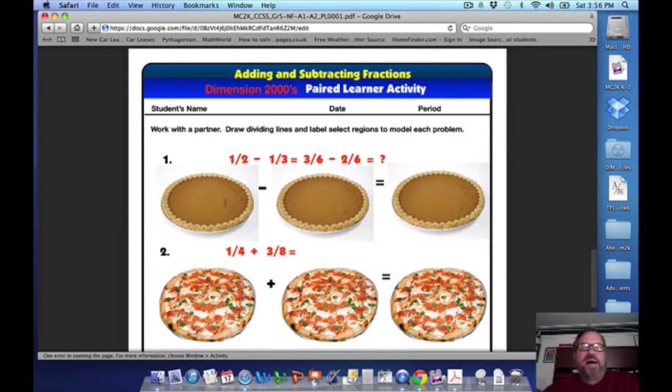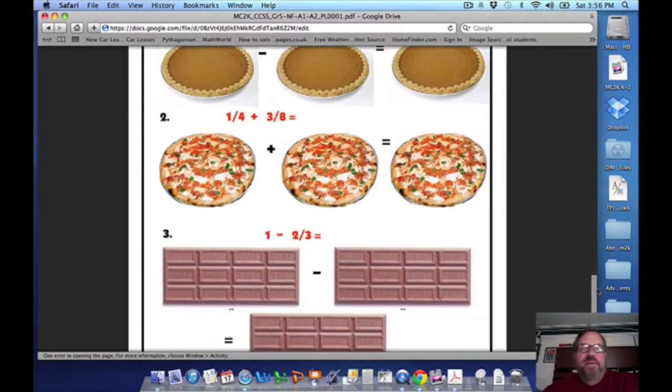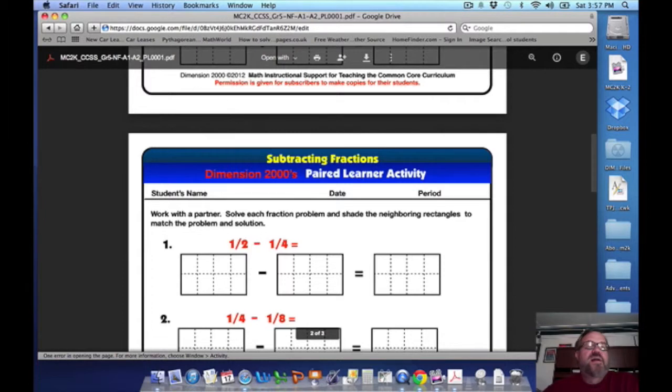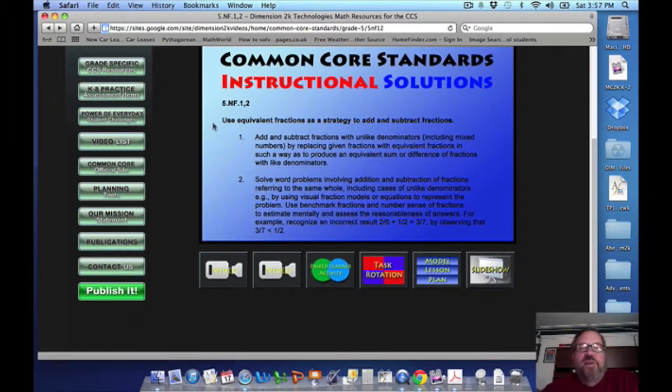Here we're talking about pies. How would we draw lines on these pies to represent 1/2, take away 1/3 of a pie? And here we have a problem with pizza and one with candy bars as well. So these are very nice resources that you can have in addition to the great things you're already using with your students. These are videos.